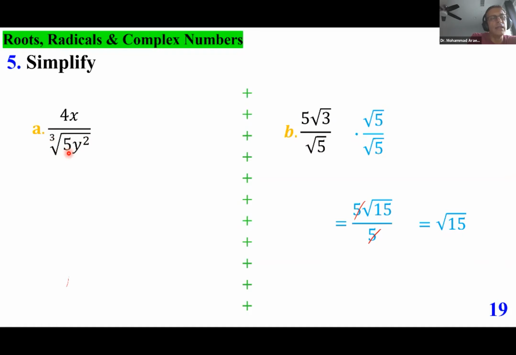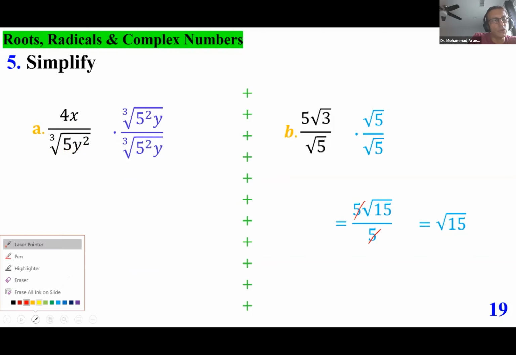5 has an exponent of 1 when it's missing. Y has an exponent of 2. So this, for it to come out, should become 5 cubed. So we need 5 squared for that. But this one only needs Y. So pay attention just to the bottom. And notice when you multiply, just look at the bottom for now only.